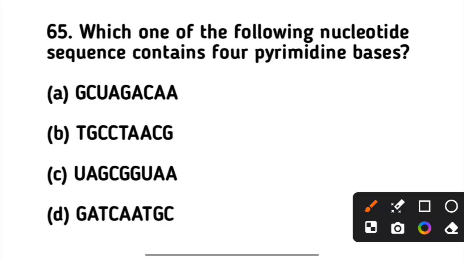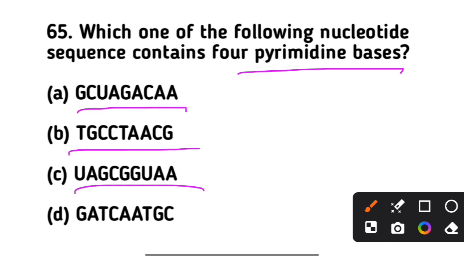Next, which one of the following nucleotide sequence contains 4 pyrimidine bases? GTGCC has 4 pyrimidine bases. Option D is correct. There are 2 cytosine and 2 thymine, so Option D is correct.